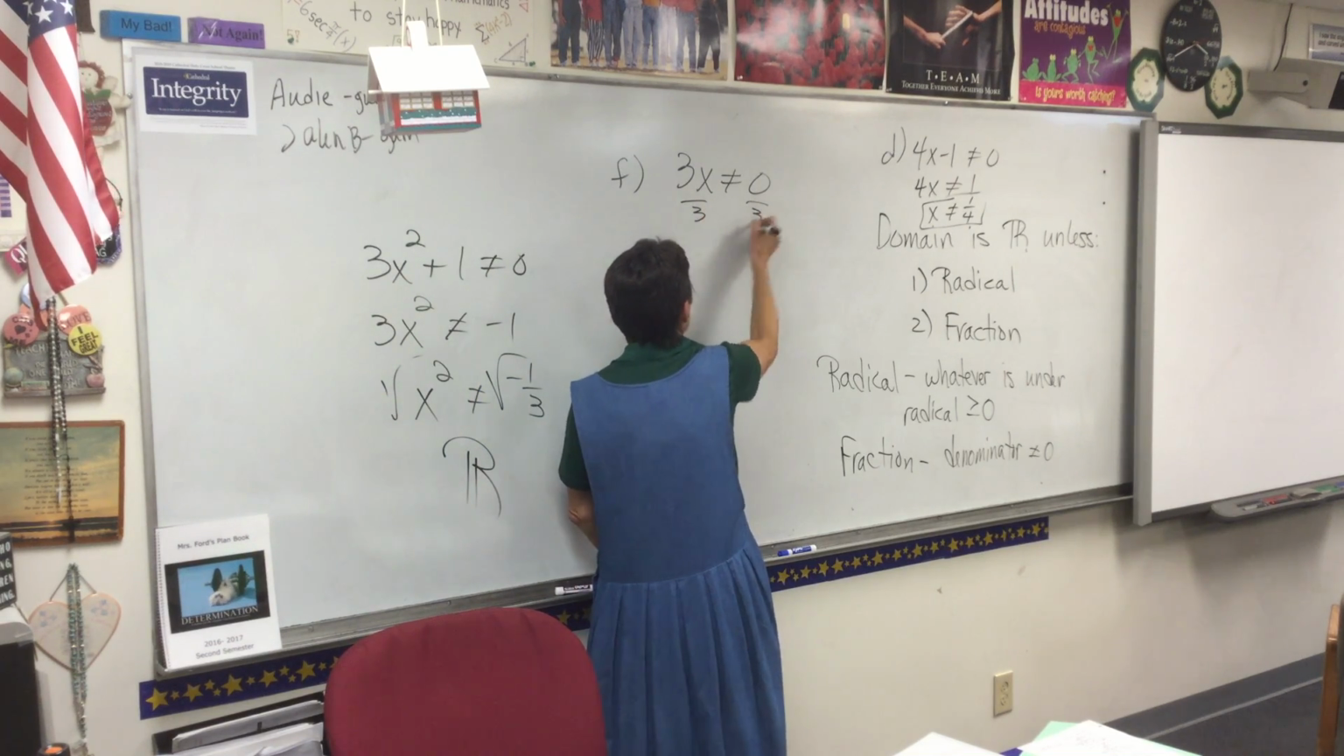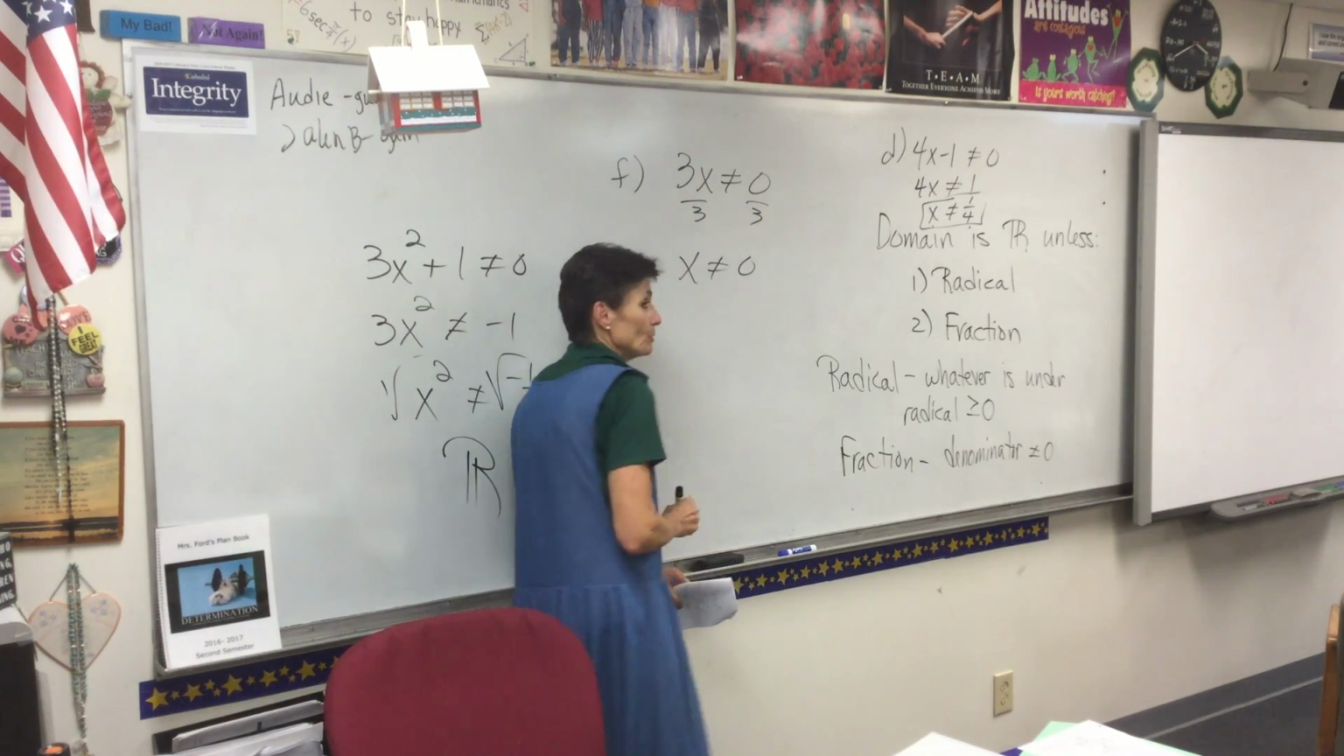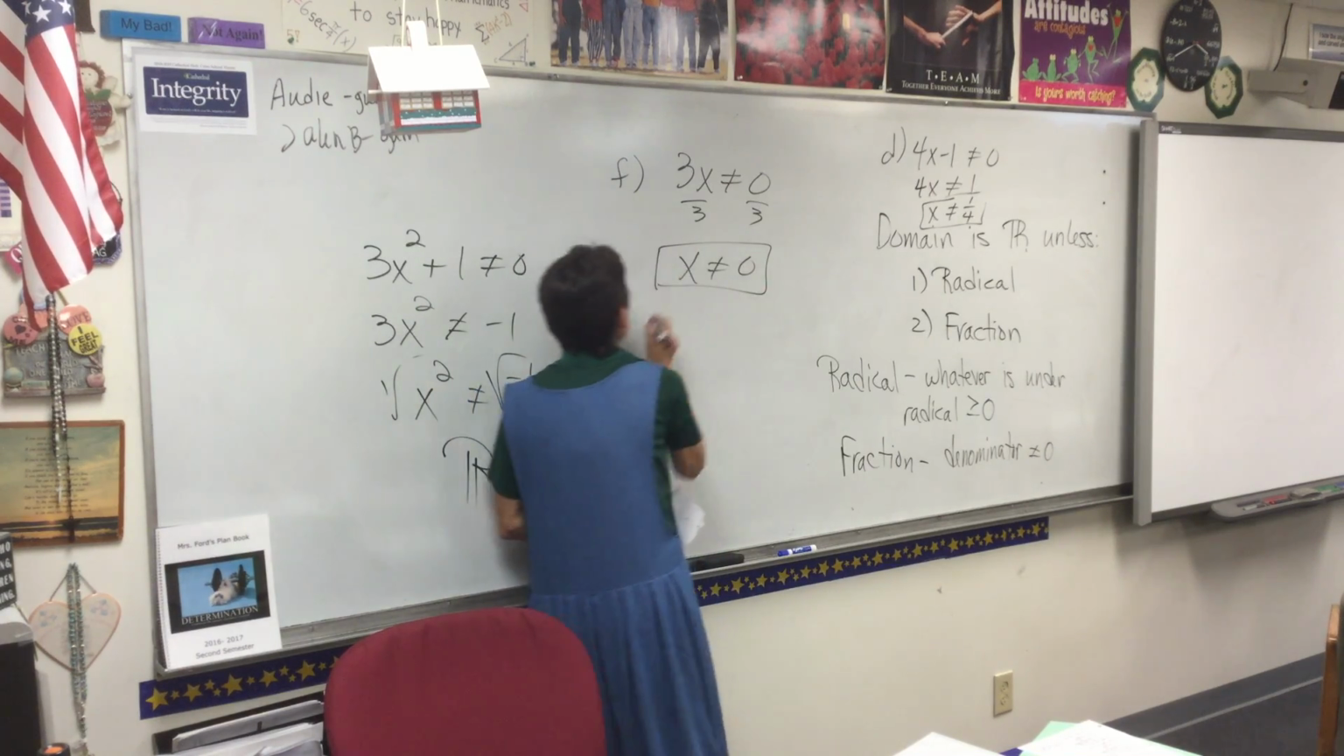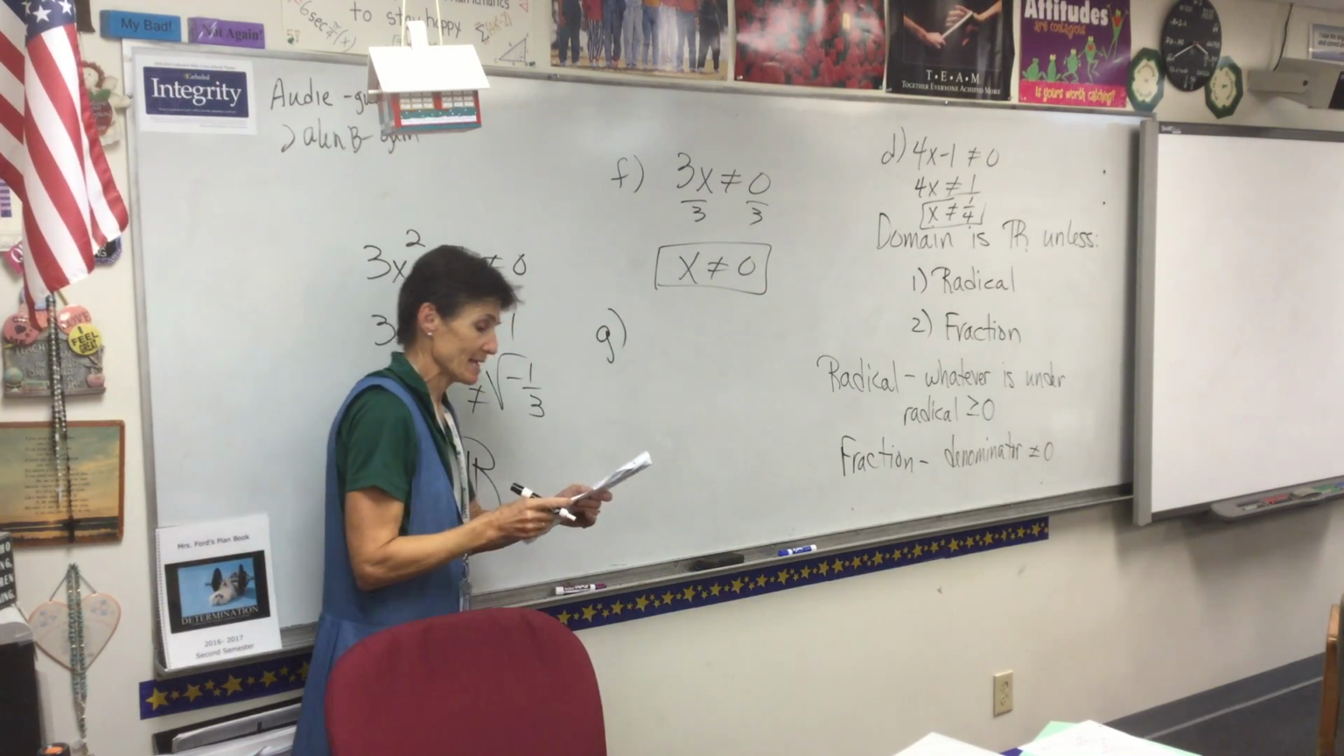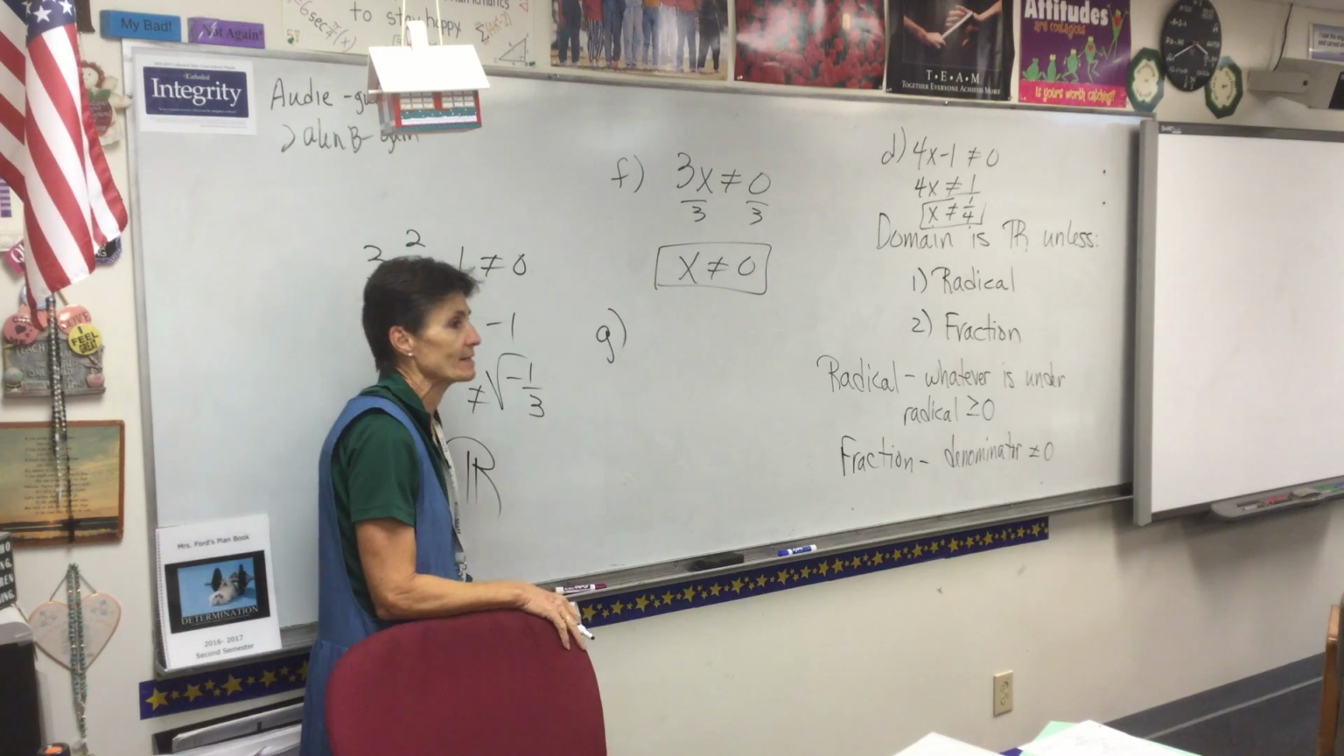Divide both sides by 3. X is not equal to 0. So if you said the answer to F was x is not equal to 0, you were right.